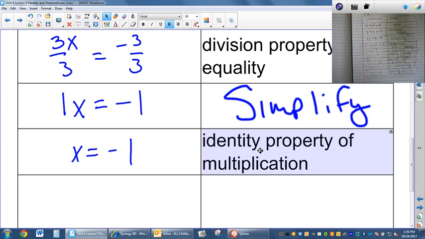The inverse: what's another word for inverse? Opposite. Yes, a synonym for inverse would be opposite. So how do you get rid of addition? You subtract. How do you get rid of multiplication? You divide. And then the reflexive, symmetric, and transitive are the hardest, and those are the ones we're going to go over.